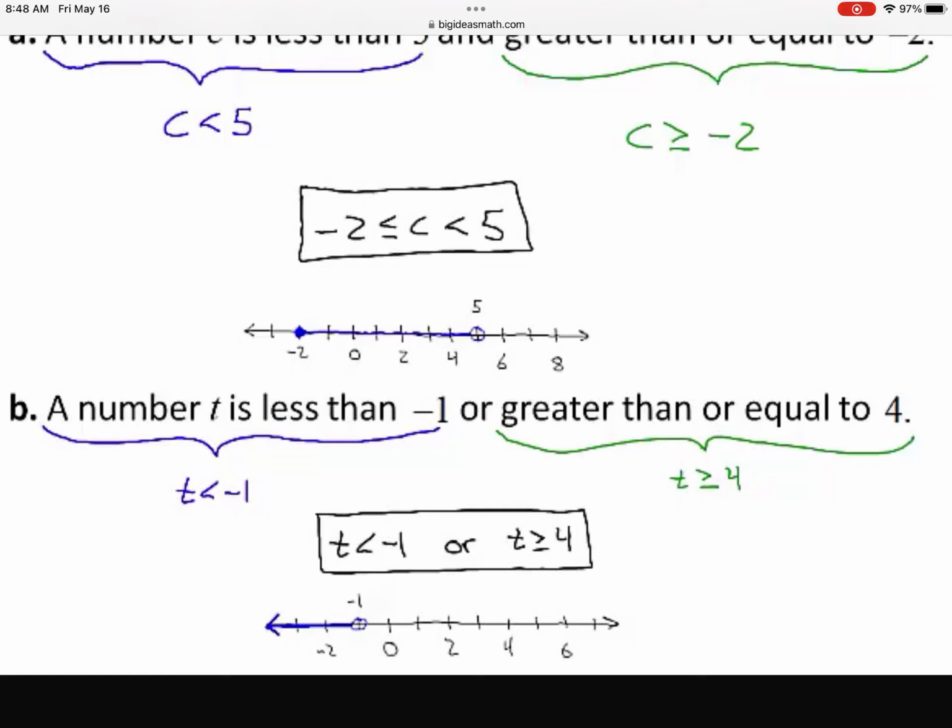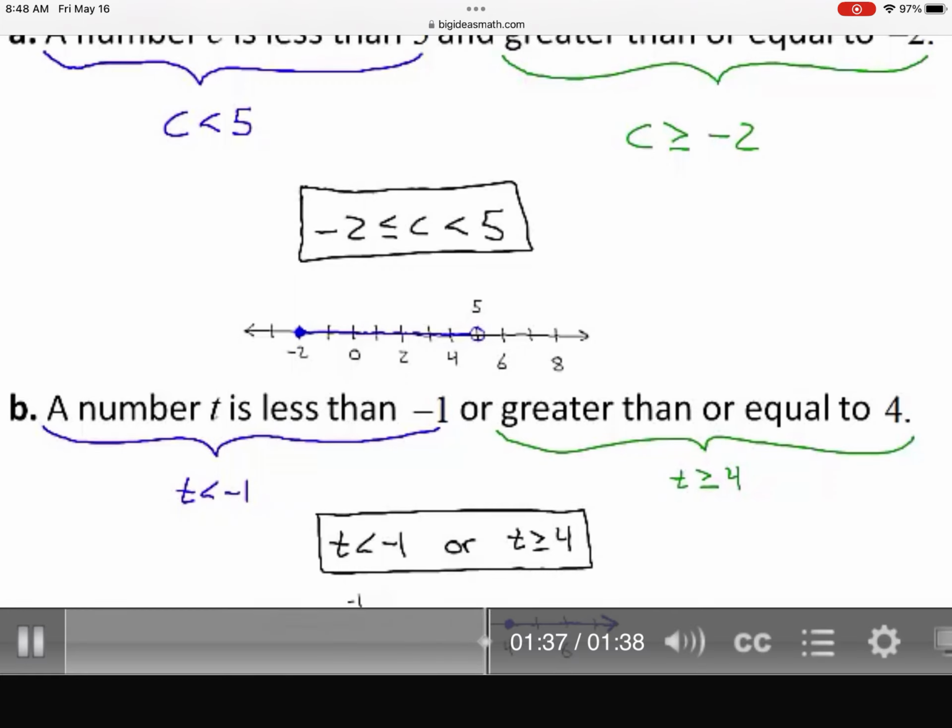Next, graph t greater than or equal to 4. Because 4 is a solution, use a closed circle at 4. Because t is greater than or equal to 4, shade the line to the right of 4.